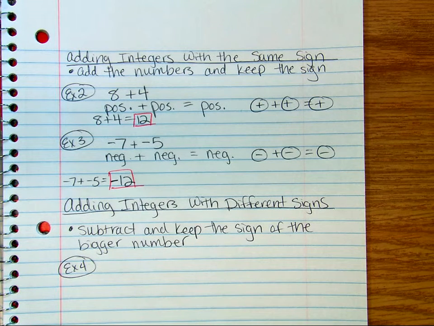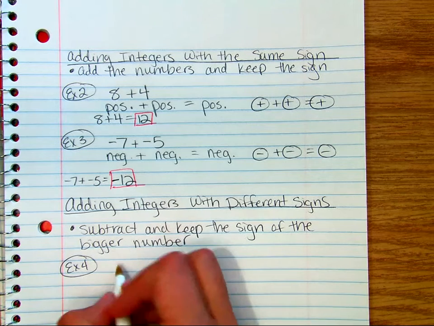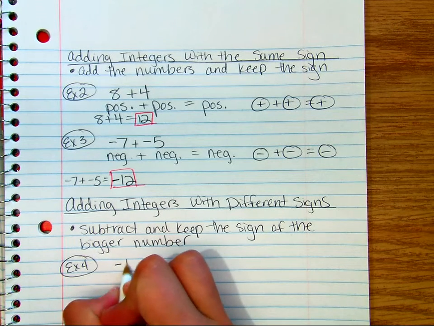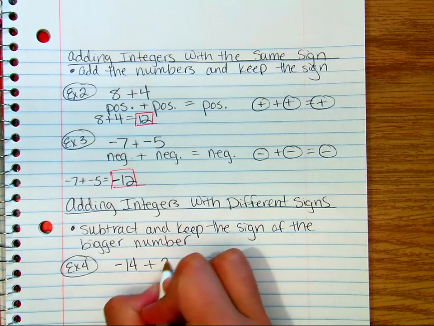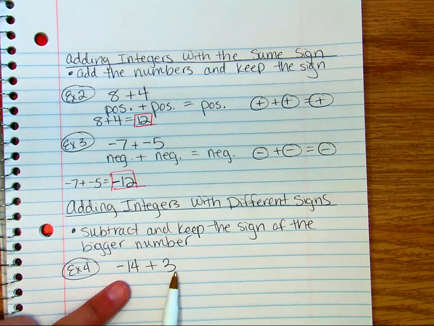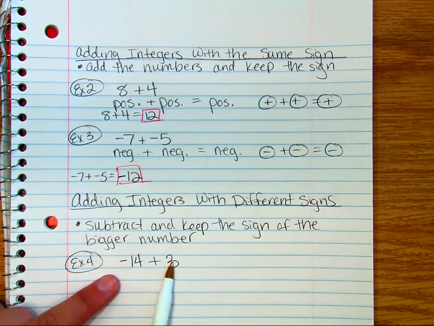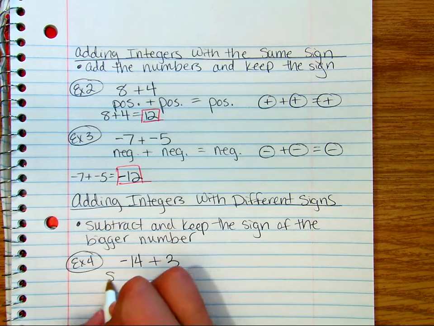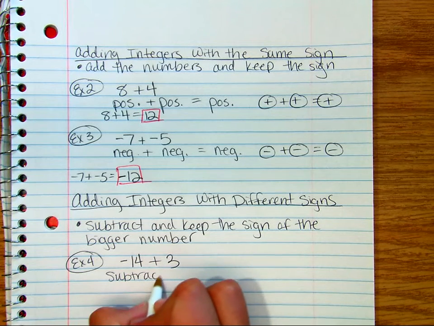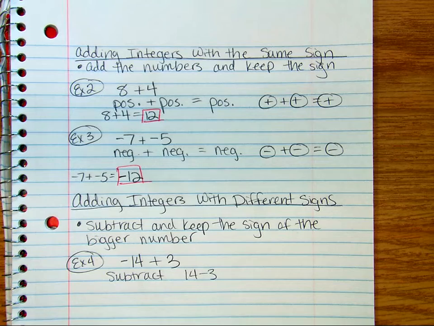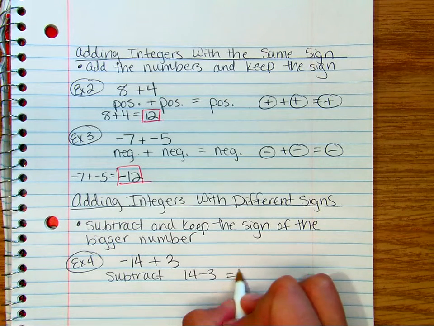Okay, let's go ahead and start with, we'll do negative 14 plus 3. So we're adding together two integers. One is negative and one is positive. So they have different signs. So what we're going to do is subtract 14 minus 3. That gives us an 11.